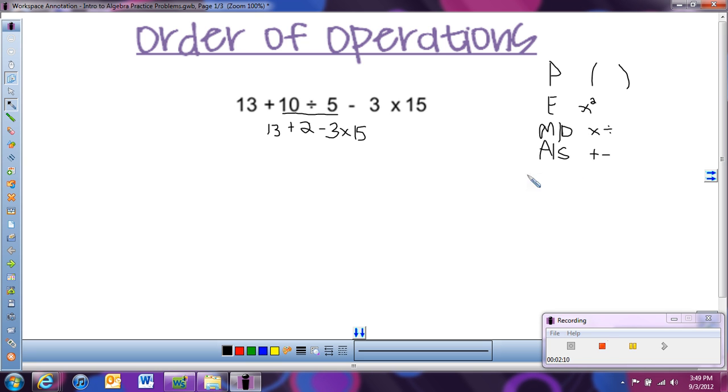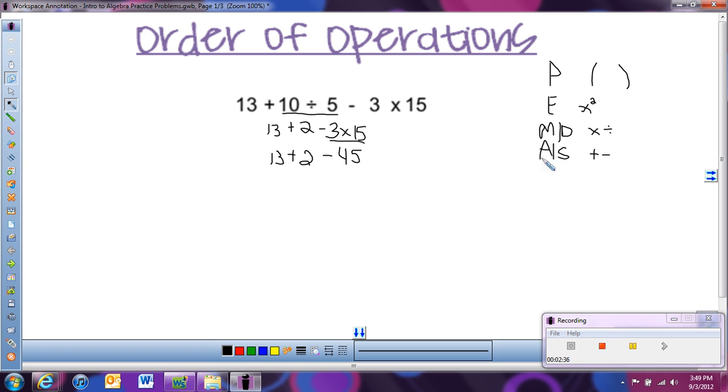Now I'm going to go back to my list. And remember, we're up to multiplying and dividing. If I look through my problem, I can see that we still have some multiplying. So we need to do that part next. I'm going to underline that part. That's what I'm working with. 3 times 15 is 45. And now I will rewrite the rest of my problem so I can see what I have left to work with. So now I have 13 plus 2 minus 45.